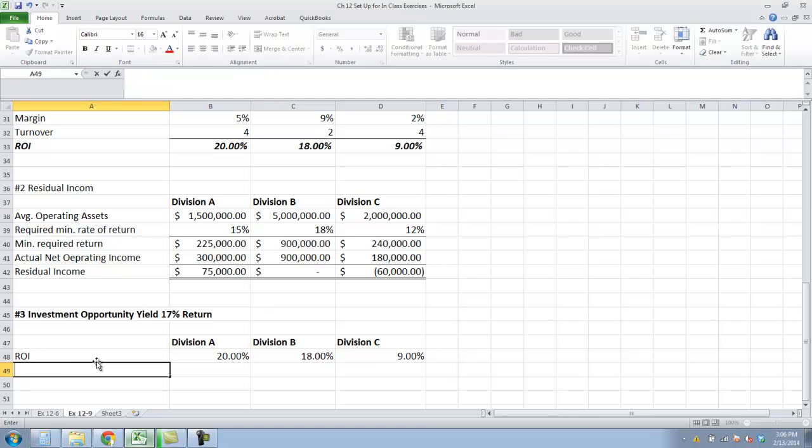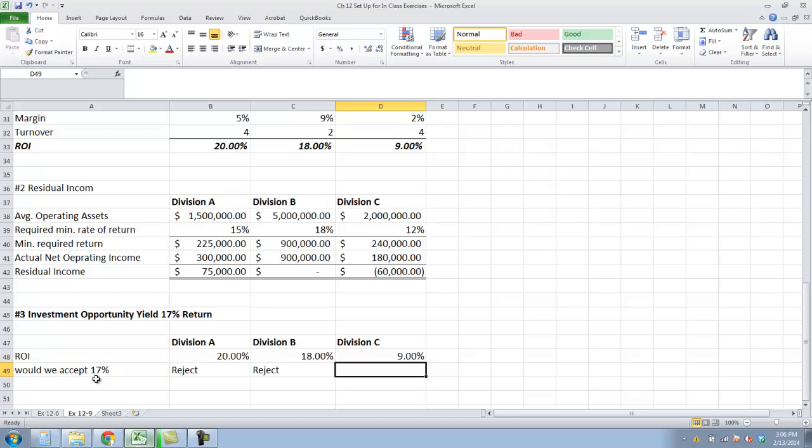So based on the ROI, would we accept 17%? Reject. We would reject, and we would accept. Why? Because 17% is less than 18, is less than 20, but it's more than 9%.